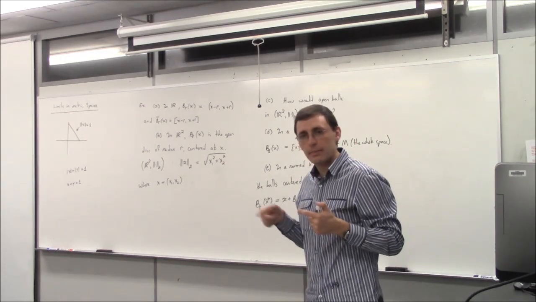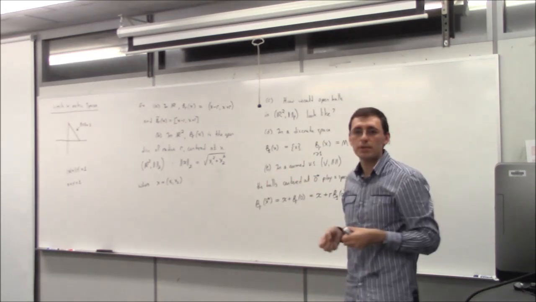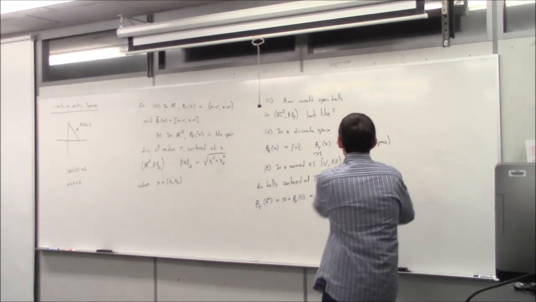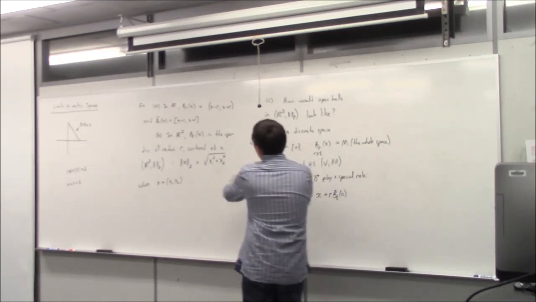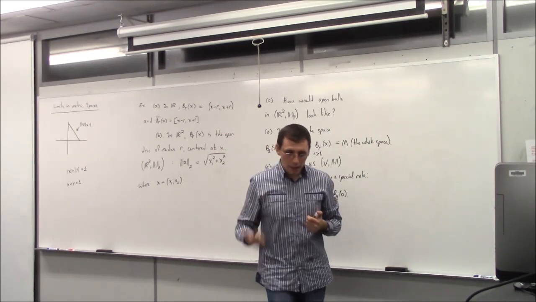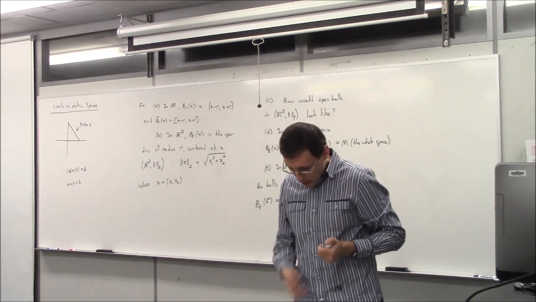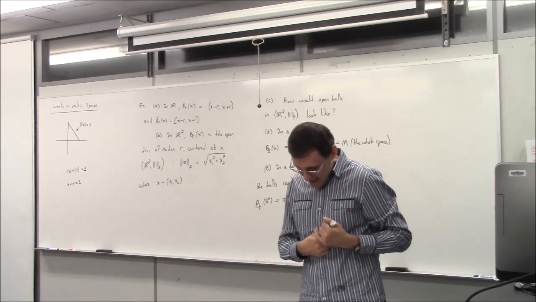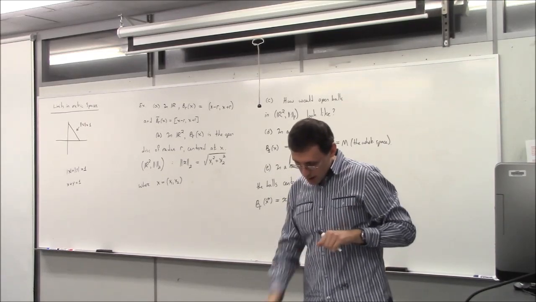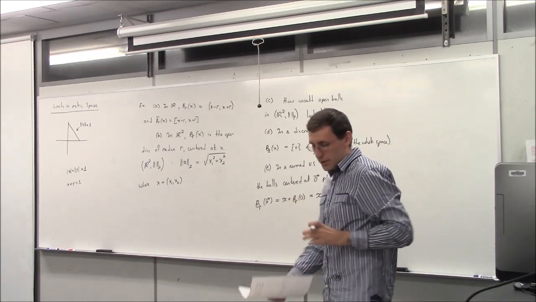So that will happen with a bunch of metrics when you have different distortions in different areas in space. So a normed vector space means you have the same distortions everywhere around the space. All right. So now, why did we need open balls?